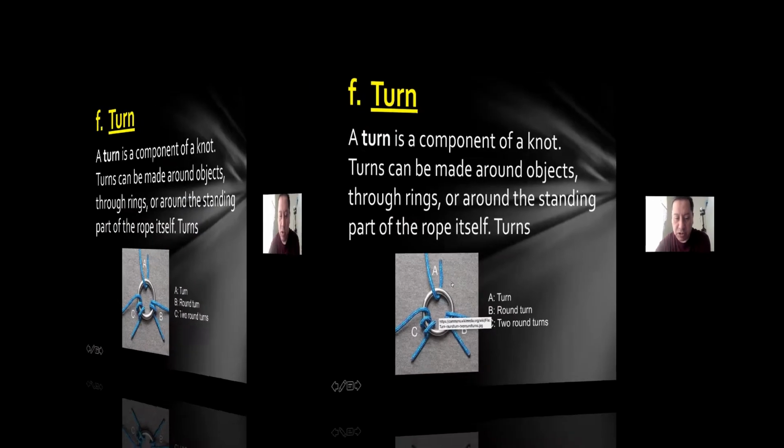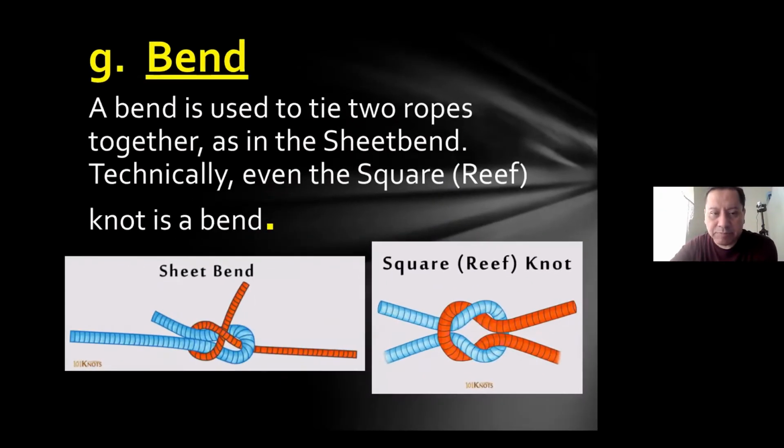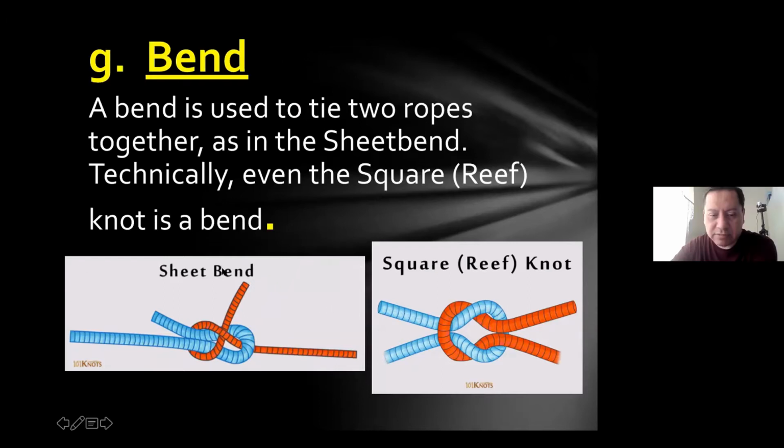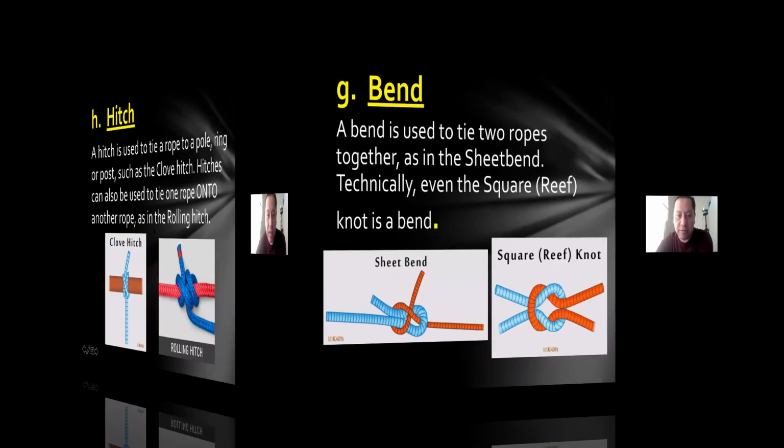Bend. Okay, this is another word that we're going to be using a lot. A bend is a loop or loops that are used to tie two ropes together. So, for example, the sheet bend knot or the square knot, those are bends, because you're creating loops to tie two ropes together.